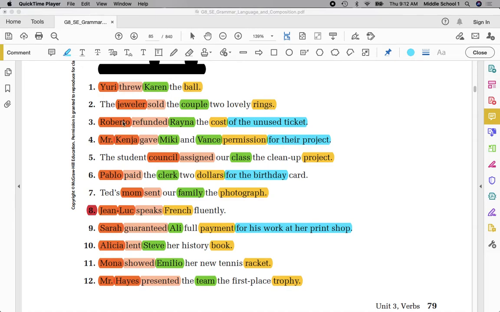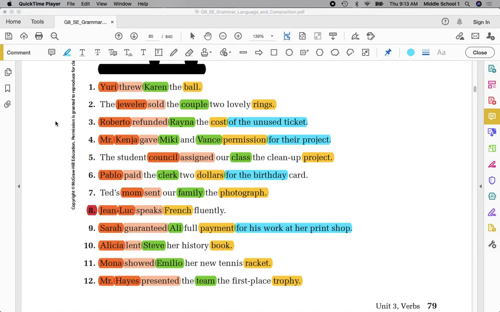Roberto, refunded, Reina, indirect, cost, direct. Don't be confused. Don't select ticket. This is part of the prepositional phrase. If it's in the prepositional phrase, it cannot be the subject or any other object. This stays by itself. That's why I like to go ahead and set these apart so I'm not tempted to take them and use them as an object.